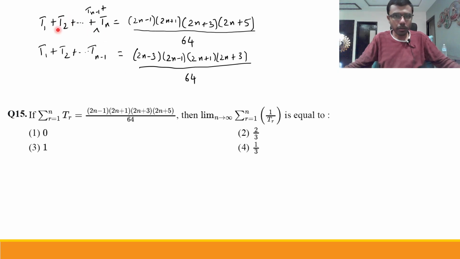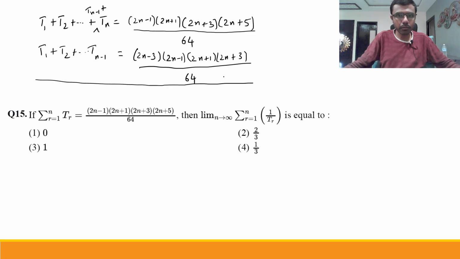Now subtract these two. If you subtract, all the terms will get cancelled. Only tn will remain. I won't show each and every step, guys. You need to see things yourself. So in these two terms, if I subtract upper term minus lower term, you see what is common: 2n minus 1, 2n plus 1, 2n plus 3 by 64. I can take that common.